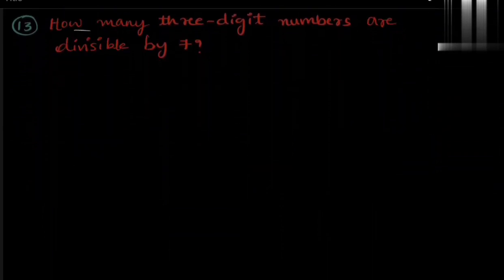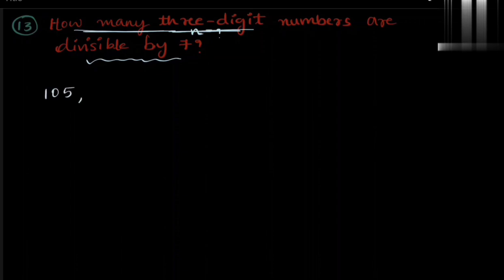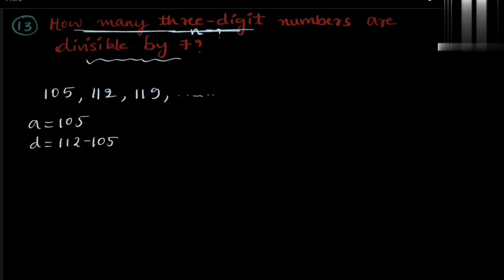We want to find how many 3-digit numbers are formed, that is n, which are divisible by 7. First write the sequence or AP that is divisible by 7, or multiples of 7. It must be a 3-digit number. So 105 is divisible by 7, the next number 112 also, again 119 and so on. So we want to find n. The first term A is equal to 105 and the common difference D is equal to 112 minus 105, so we got 7 here.